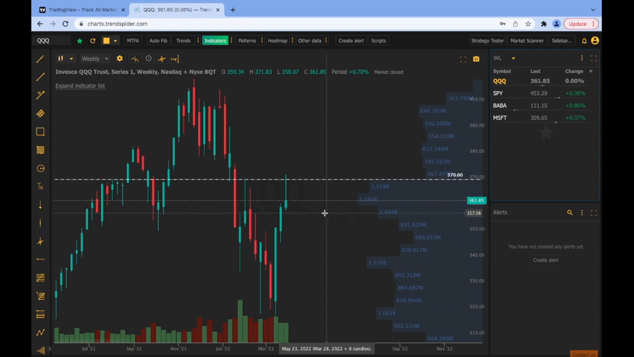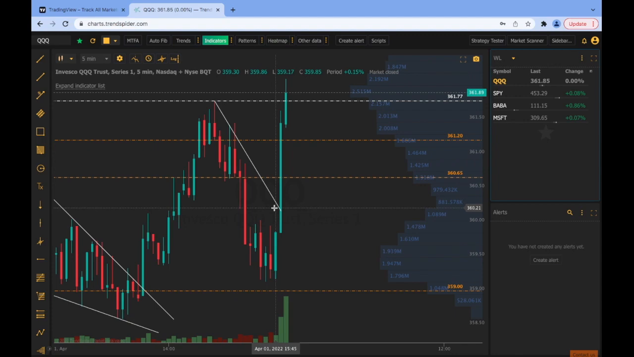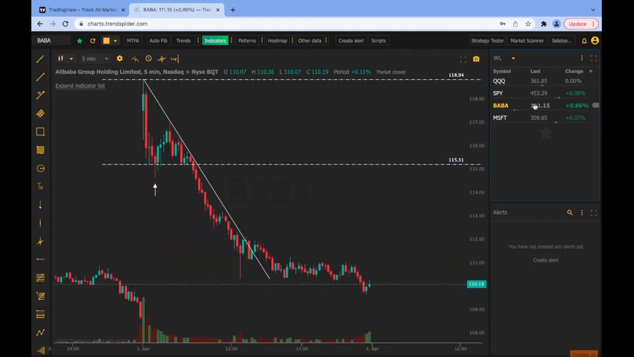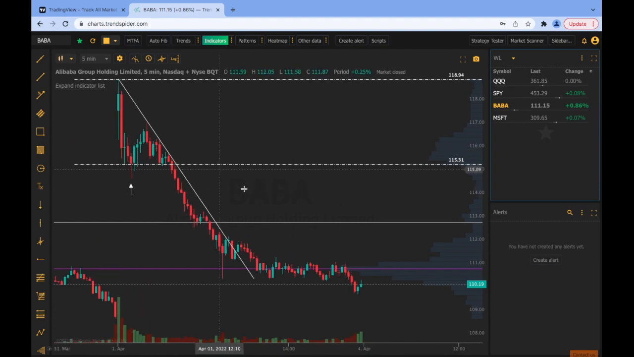So the importance of that, we'll see how price action responds. But right now, myself, I'm a little bit confused. Right now, when it comes to identifying candles, let's use BABA actually. And this is the importance of identifying candles and key levels.